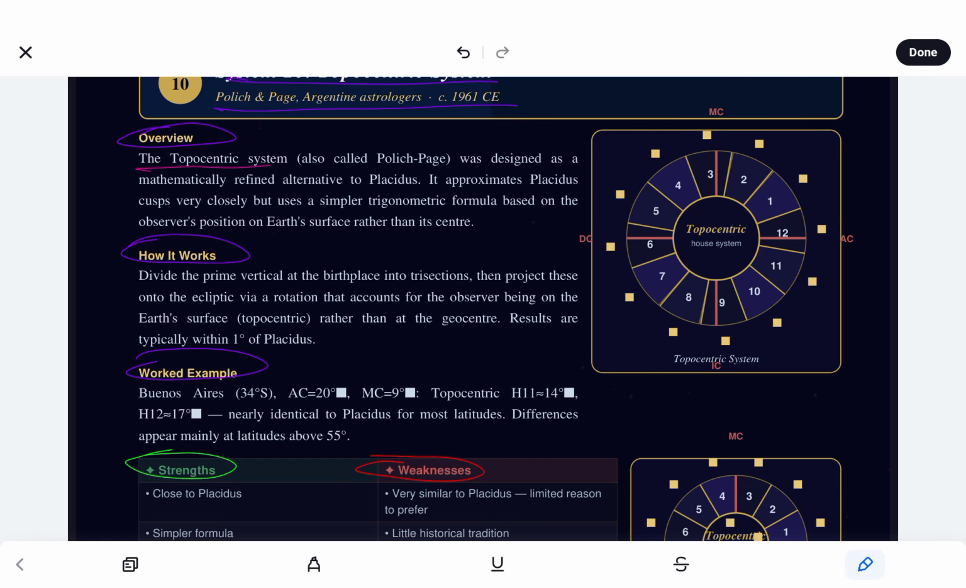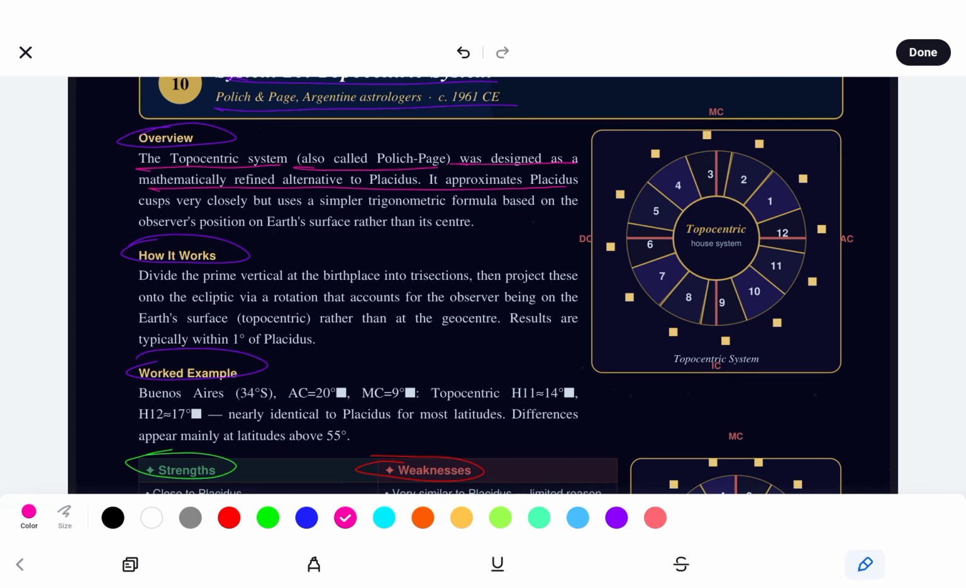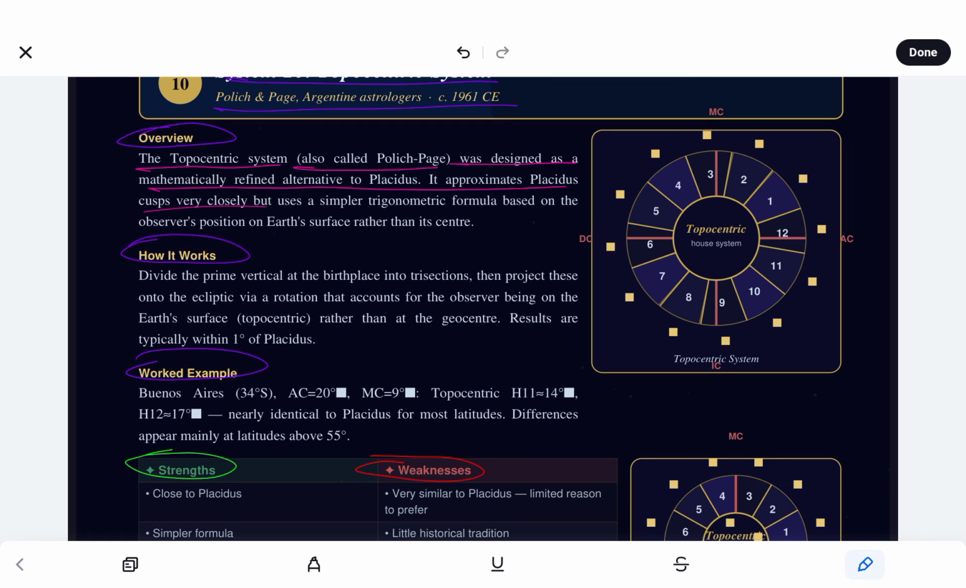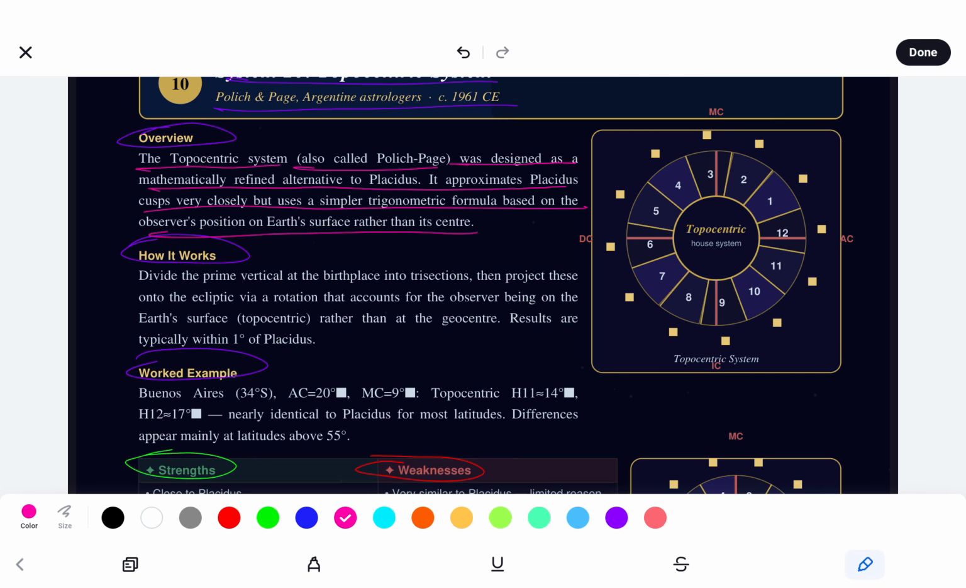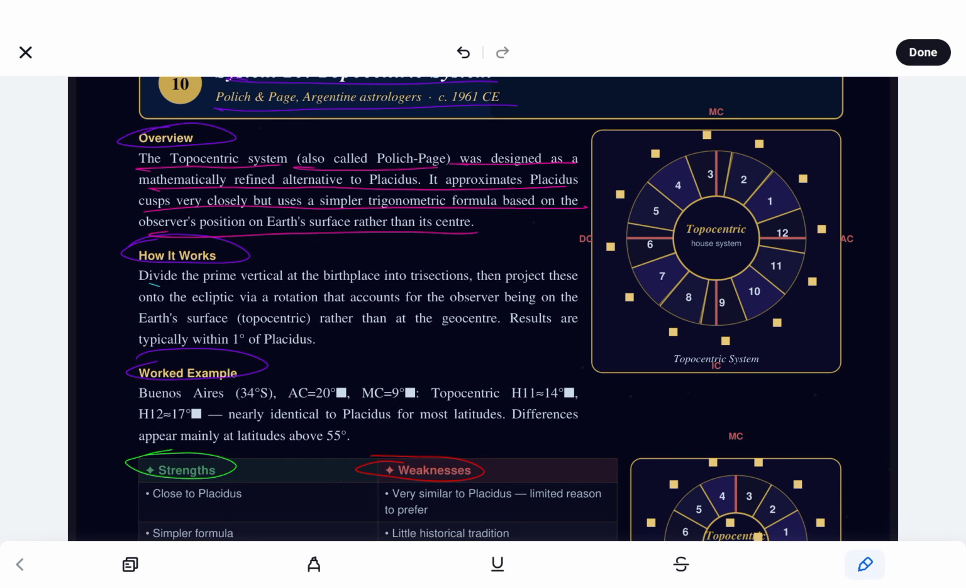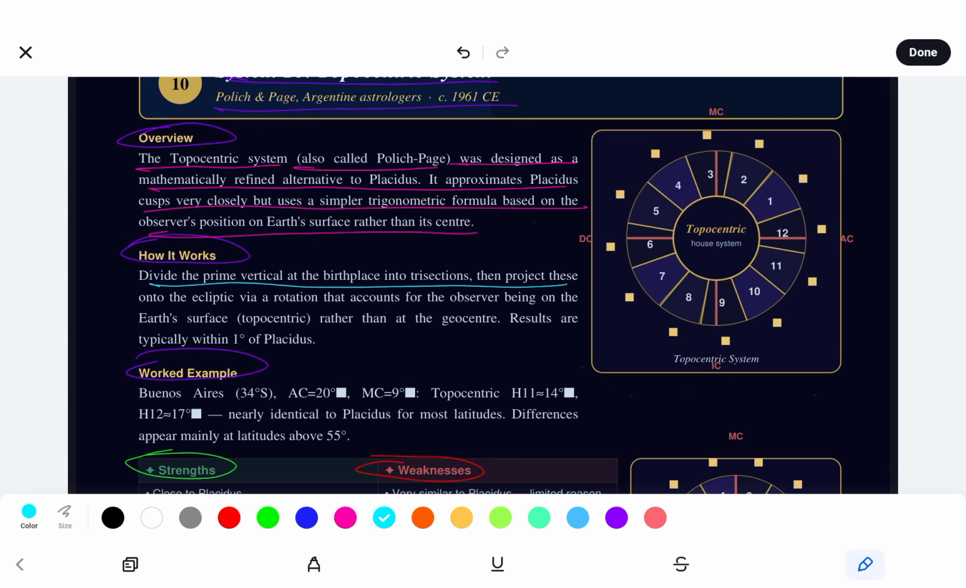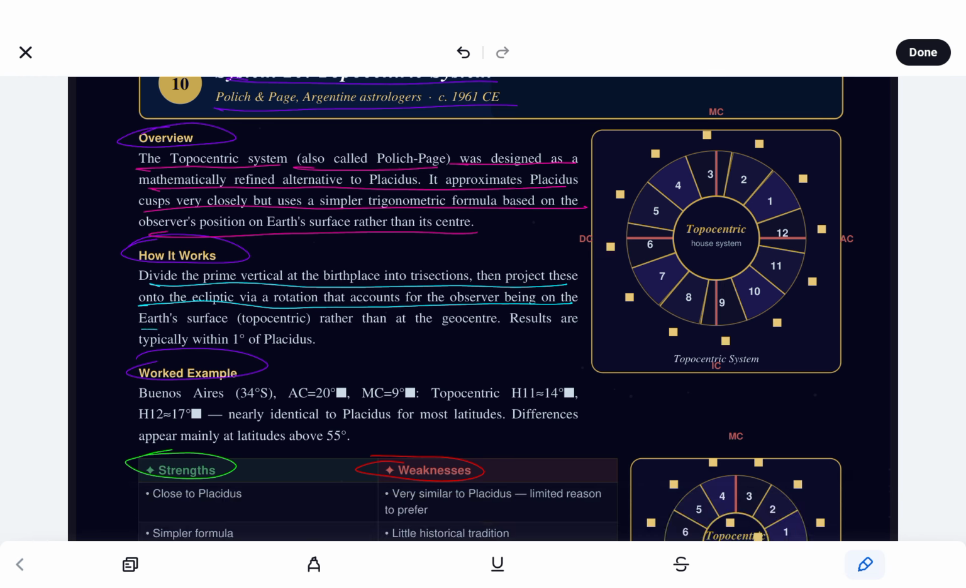Alright, so the topocentric system, also called Polich-Page, was designed as a mathematically refined alternative to Placidus. It approximates Placidus cusps very closely, but uses a simpler trigonometric formula based on the observer's position on Earth's surface rather than its center. So divide the prime vertical at the birthplace into trisections and project these onto the ecliptic via rotation. That accounts for the observer being on the Earth's surface, topocentric, rather than at the geocenter.